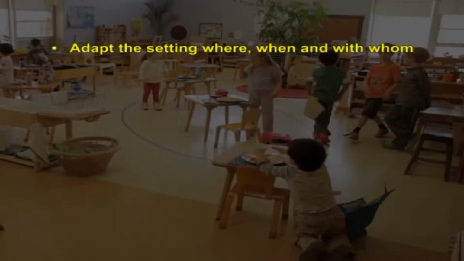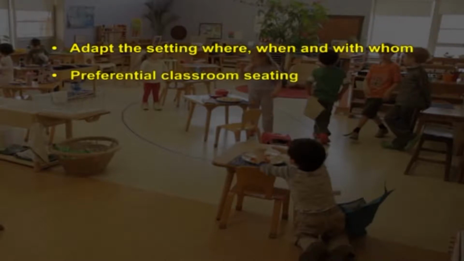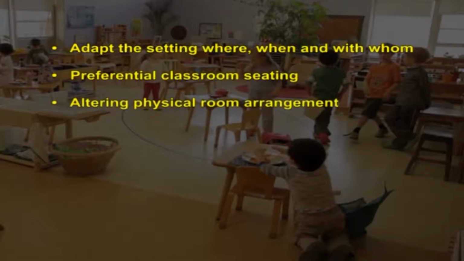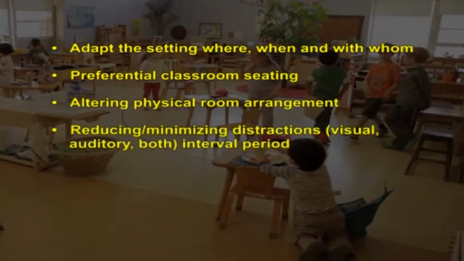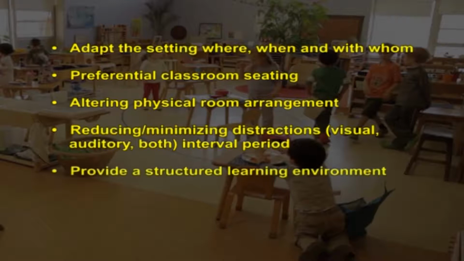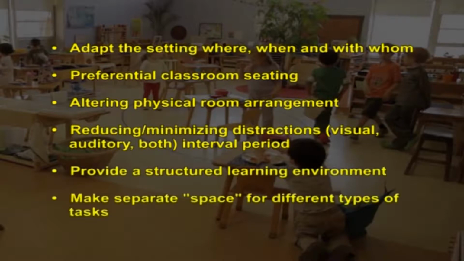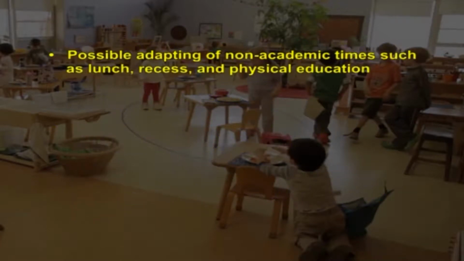Setting accommodations: that is, adapt the setting where, when, and with whom. Preferential classroom seating, altering physical room arrangement, reducing or minimizing distractions, visual, auditory, both, or interval period. Provide a structured learning environment. Make separate space for different types of tasks. Possible adapting of non-academic times such as lunch, recess, and physical education.